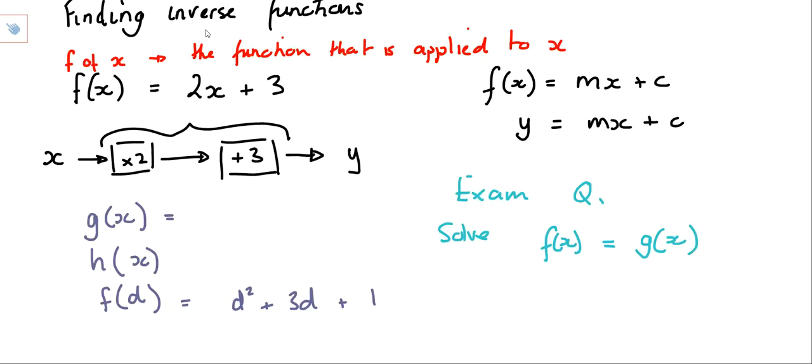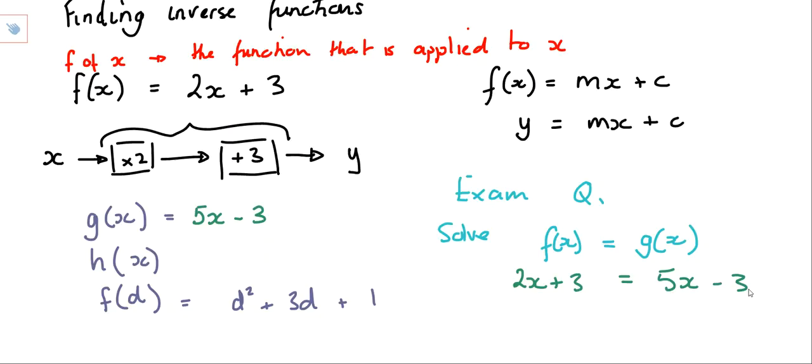Yeah? So if g of x was 5x minus 3, what I would be doing here would be 2x plus 3 equals 5x minus 3. That's what I would be solving. Which is basically doing what again? Simultaneous equations. Finding where two straight lines cross, that would be simultaneous equations.